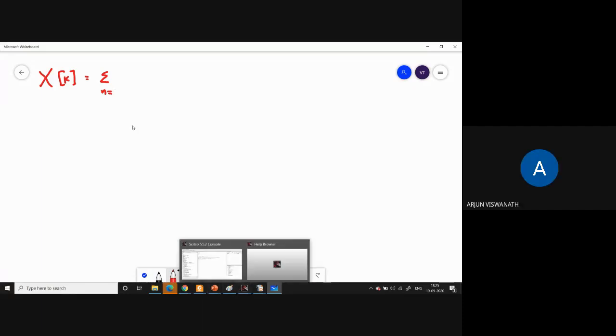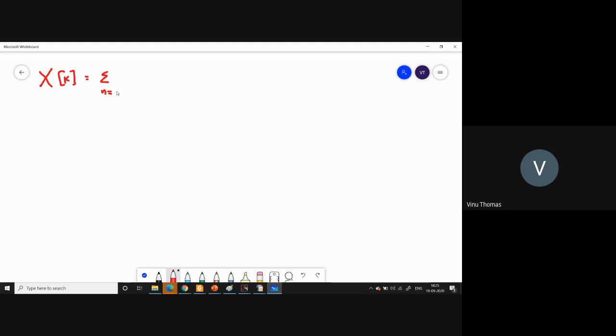Arjun Vishwanath, DFT equation: n varies from 0 to n minus 1. So we'll just read this as sigma n equal to 0 to n minus 1, then x of n.